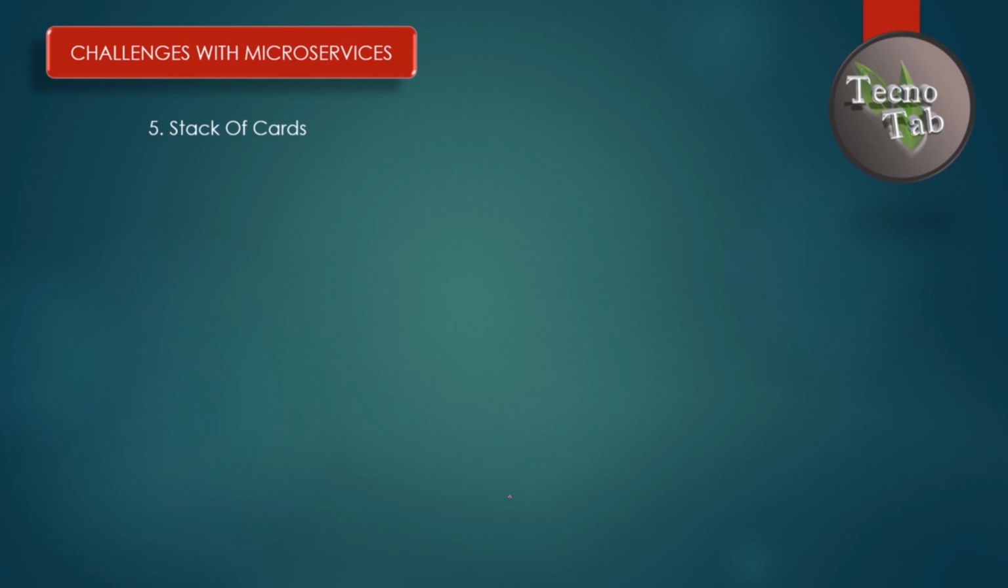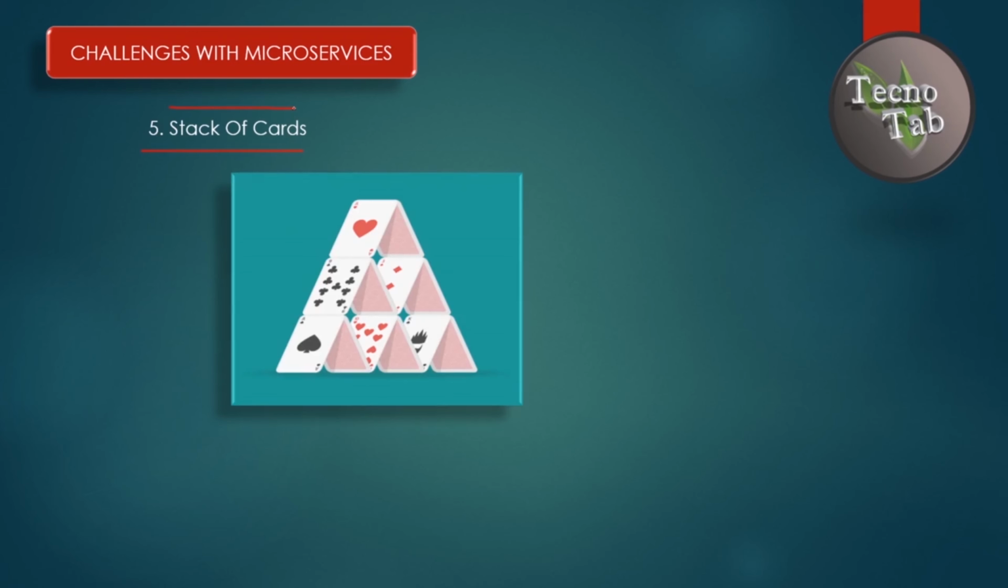The next challenge with the microservice application is a stack of cards. So what I mean by a stack of cards is this. Suppose you have this stack of cards. What happens when I remove this card, or this card? All of the cards will fall down. This is the same thing that happens with a microservice application. If one of the microservices goes down, all of the microservices will go down. So fault tolerance comes into the picture.